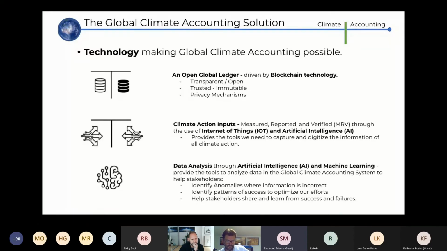And the final piece is the data analysis, and this is where some real value comes into play as far as being able to get our arms around this challenge. You can imagine when we have tremendous amounts of data around these different climate actions in the same language, in an interoperable layer of shared information, artificial intelligence and machine learning provide tools that we can really use to dig deep and analyze this data.